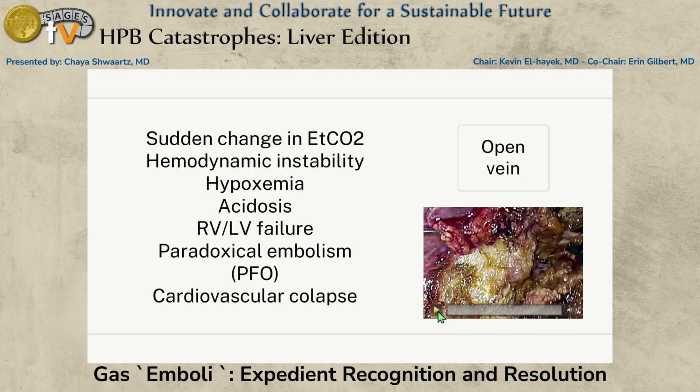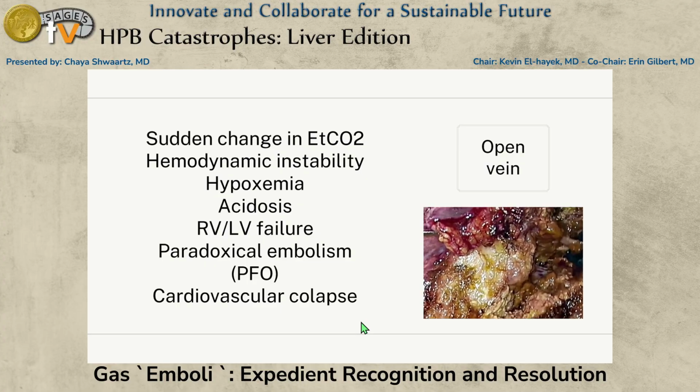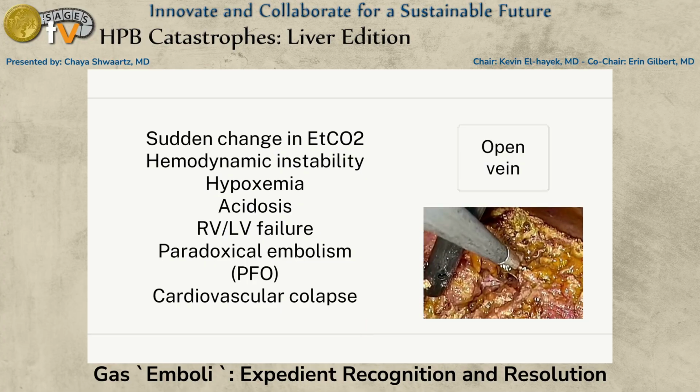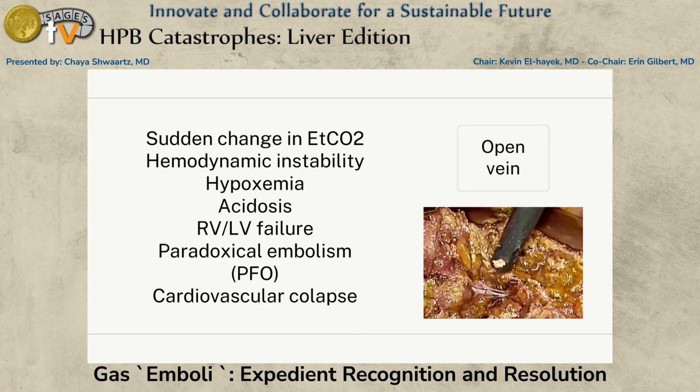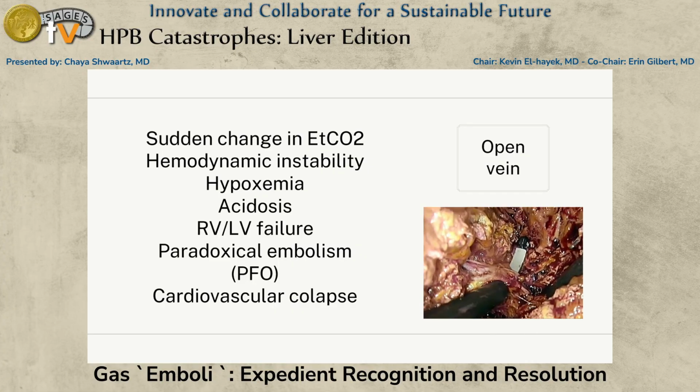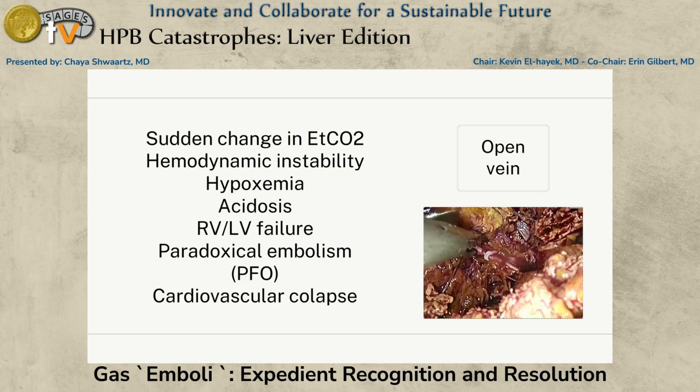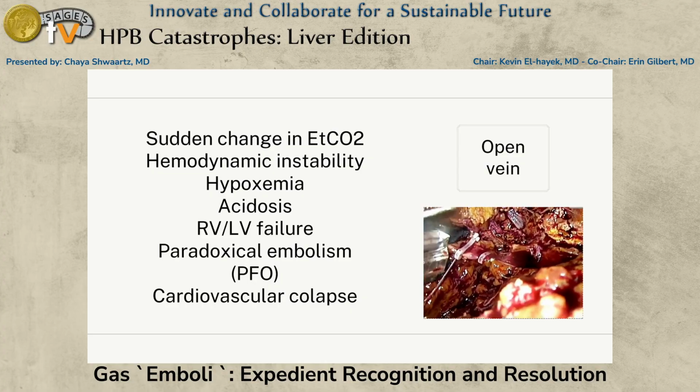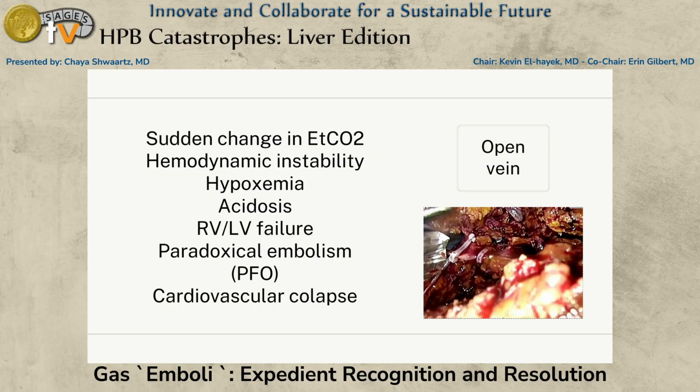But then also these other things, right? You have an open vein somewhere, and then you can have a sudden increase in the end-tidal CO2. Usually that's the first time that anesthesia will say to us something is going on, because the end-tidal volume is very high. If it's worse, we can get hemodynamic instability, hypoxemia, and in the worst cases, acidosis and heart failure. And as we will mention in a minute, if you have a patent foramen ovale, that can even be stroke and collapse.